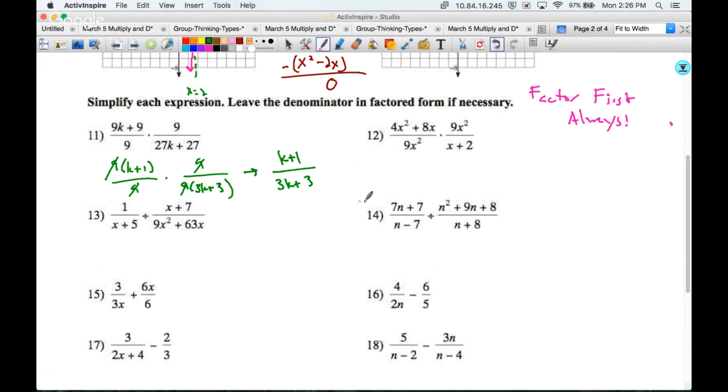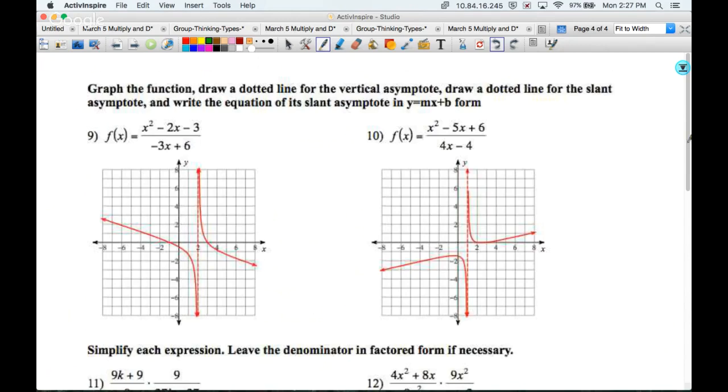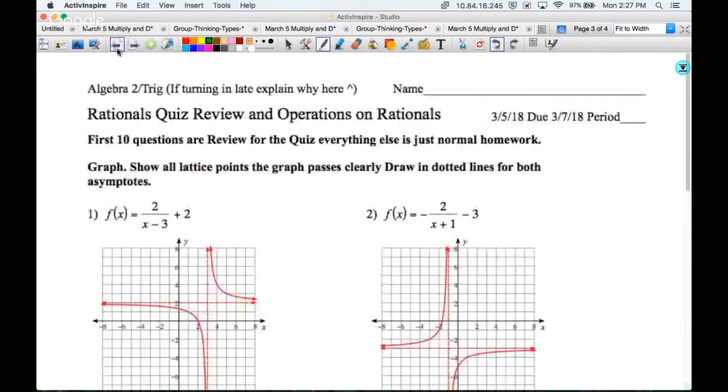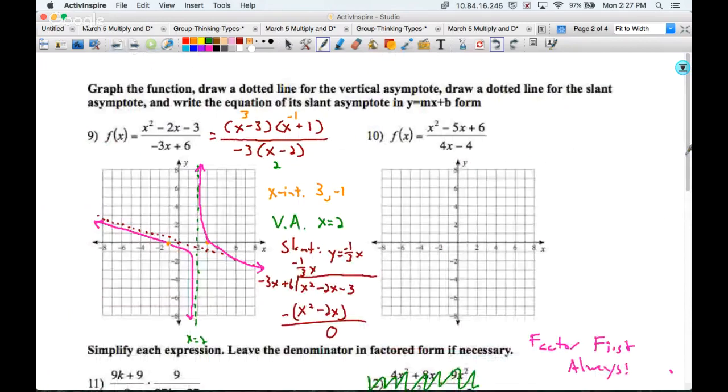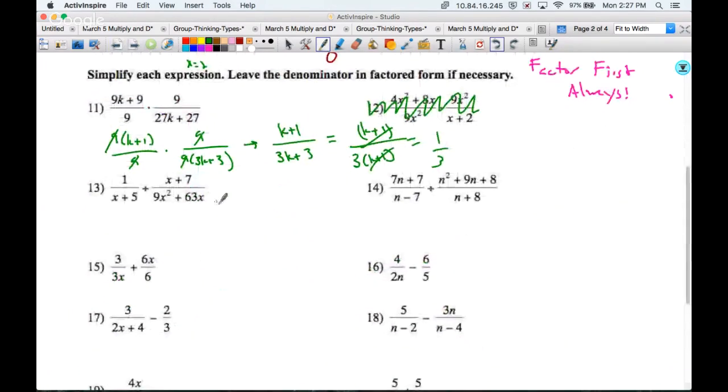Now I could factor out a k plus 1 from the top and the bottom. Cancel that out. So k plus 1 over 3 times k plus 1. And these cancel, and I'm left with just 1/3. That's for number 11. Number 11, let's just double check, we get 1/3, yeah. So by factoring and canceling, we saved a lot of work versus distributing across the top and the bottom and then looking for ways to cancel.